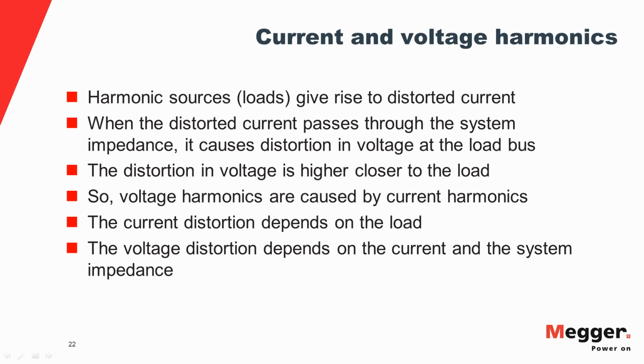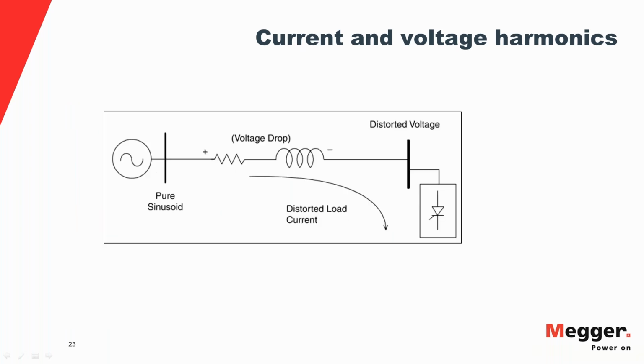So the current distortion depends solely on the load, but the voltage distortion depends on the current as well as the system impedance through which the current passes. So this is a simple representation of the load current flowing through the system and causing distortion at the load bus.